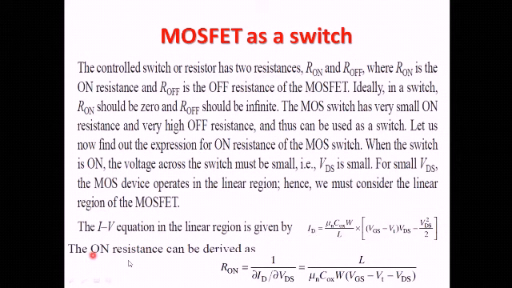Now the on resistance can be derived as R on is equal to 1 by delta ID by delta VDS, which is equal to L by mu n Cox W into (VGS minus VT minus VDS). Now this one is the value of R on, that is the on resistance. So I hope MOS as a switch is clear to all of you.